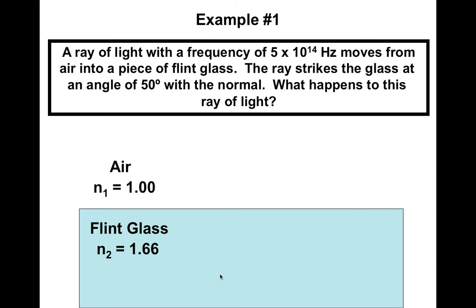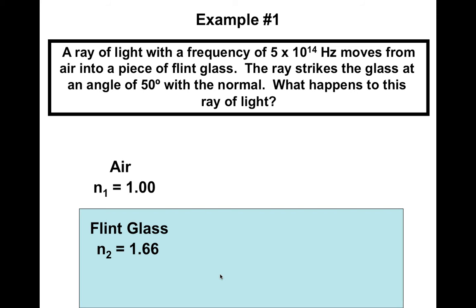So here's an example. We have a ray of light with a frequency of 5 times 10 to the 14 hertz, moves from air into a piece of flint glass. The ray strikes the glass at an angle of 50 degrees with the normal. What happens to this ray of light? Okay, so first of all of these values, N1 and N2, it's given to you right here. However, we are going to use the reference table in the future to be able to find just exactly where these are coming from. So you have crown glass, flint glass. Just make sure you choose the correct type of glass that you're working with.